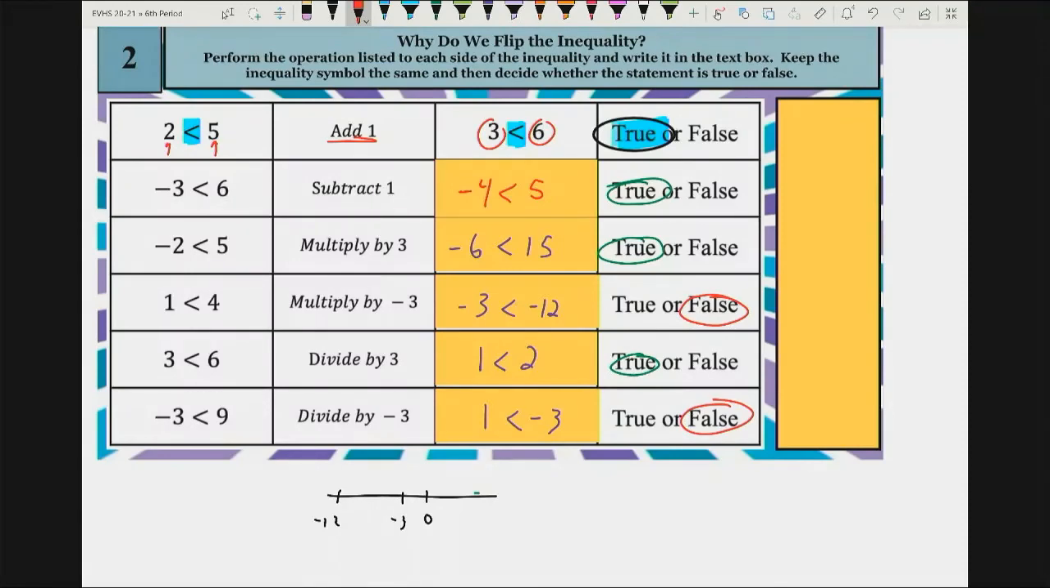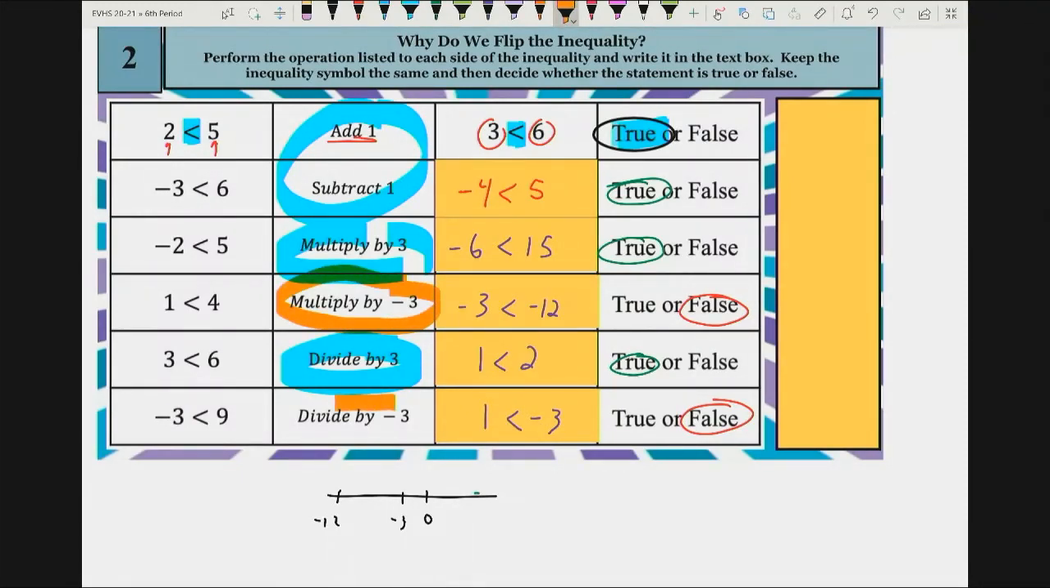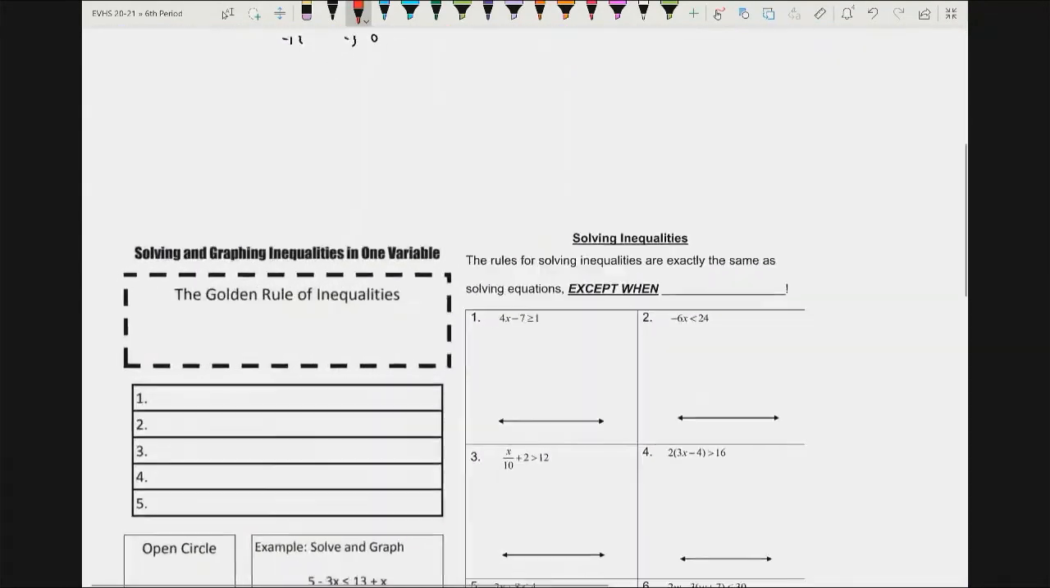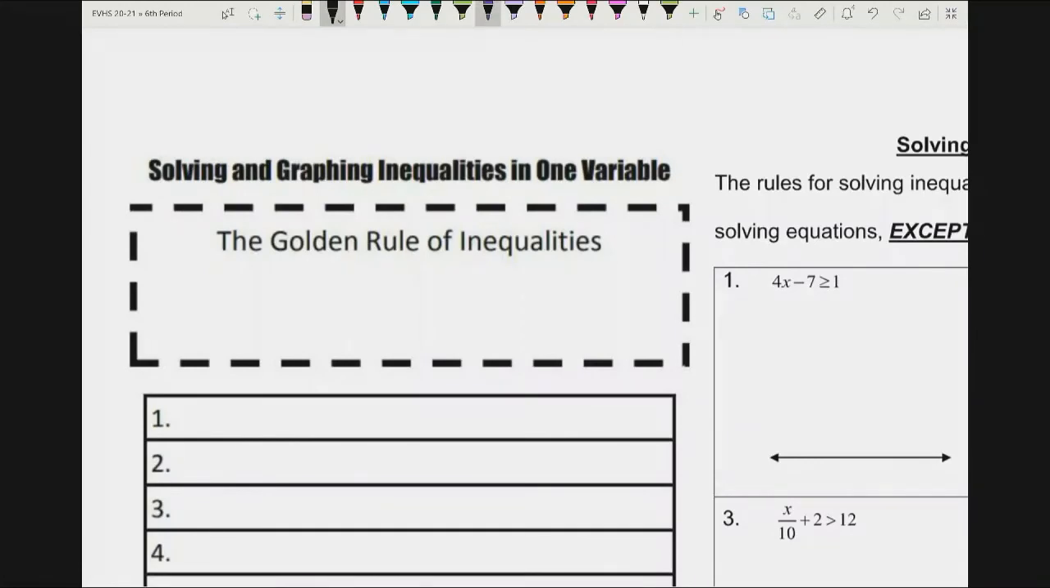So, across all of these, notice what happened. If I added or subtracted, it does not change the truth value. If I multiply by 3, it does not change the truth value. If I divide by 3, it does not change the truth value. The only thing that changes the truth value is multiplying by -3 or dividing by -3. In particular, the thing that's important there is the negative sign. Anytime that I multiply or divide by a negative, that's going to cause some issues with the truth value of the entire inequality. So that's going to bring us into this idea right here, the golden rule of inequalities.